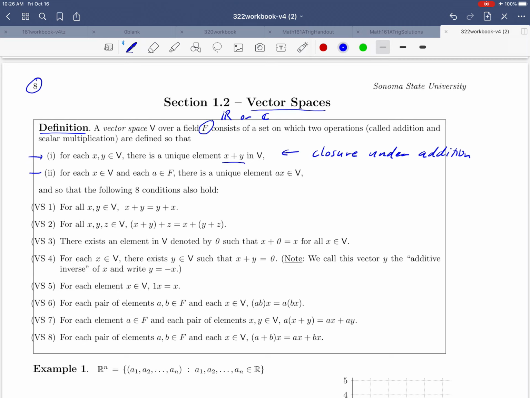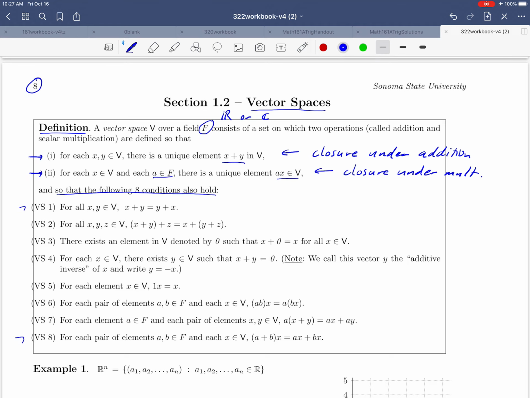And then one other operation that we'd like to be able to do is to take a scalar from our field and multiply it by a vector. So for each x in V and scalar a in our field, we'd like to be able to take a times x and get another vector. This is called closure under scalar multiplication. So far, a vector space is just a collection of vectors with two operations, addition and scalar multiplication, and the last part of the definition is we want our addition and scalar multiplication to satisfy a set of rules. And that's these 8 rules, VS1 through VS8, that you see down here on this list.